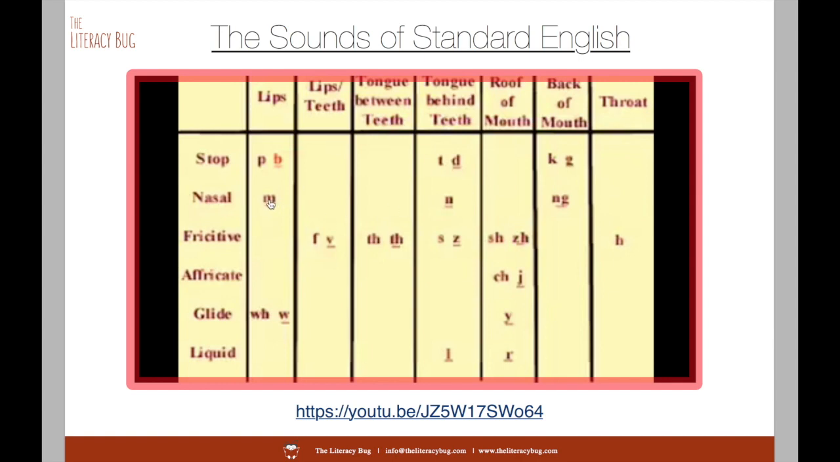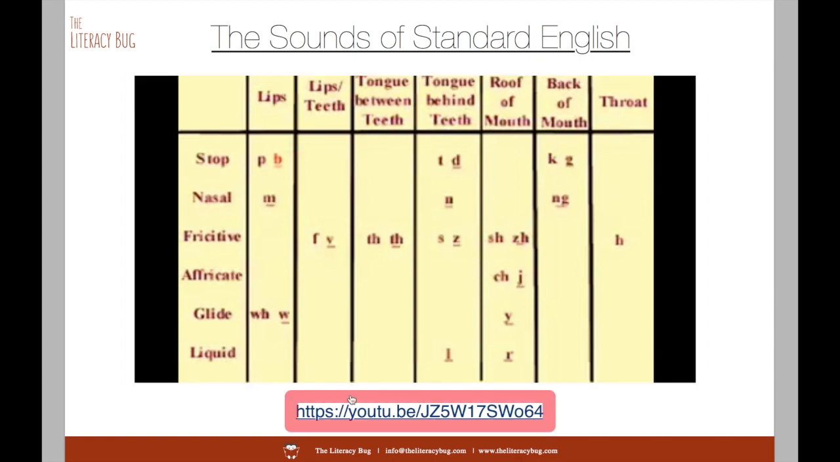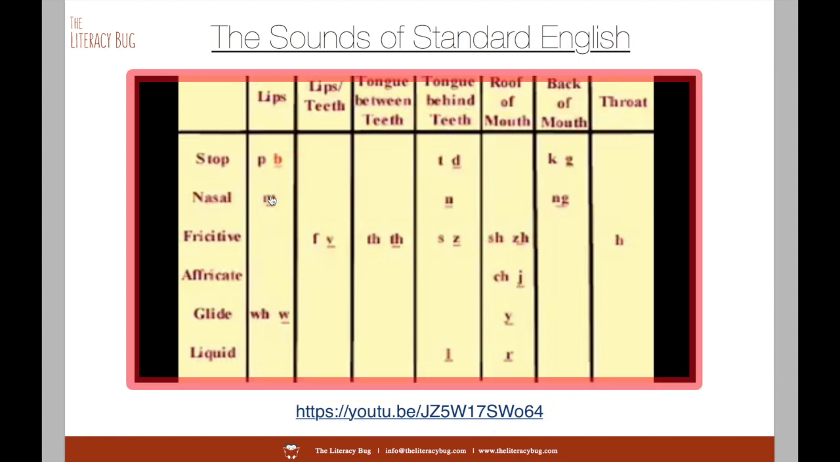So let's take here the sound and the sound. Just auditorily, or just listening, you'd say that those sounds are very similar. But if you pay attention, and this video helps, you'll notice that the sound is made mostly through the lips, whereas the sound, the tongue sits behind the teeth.